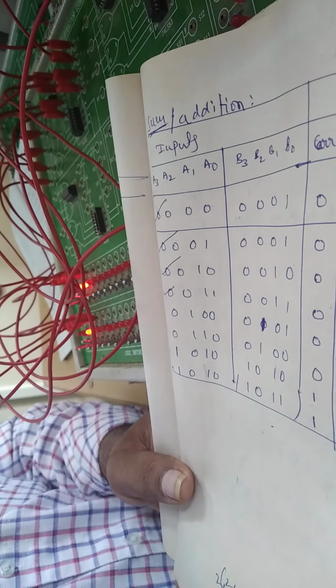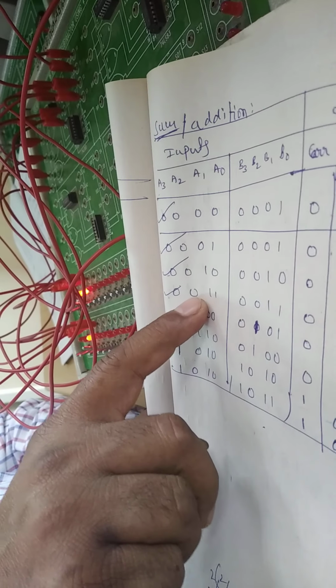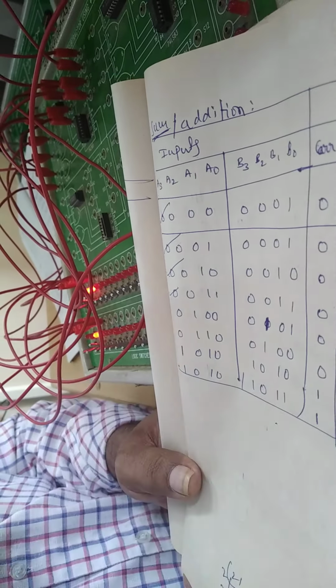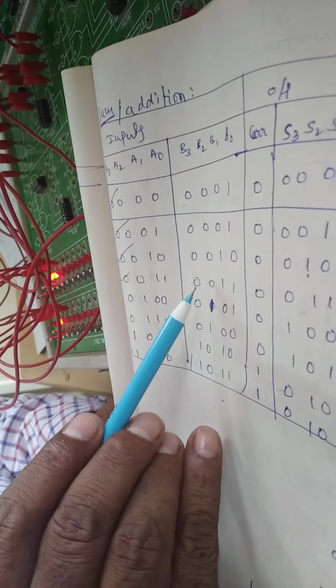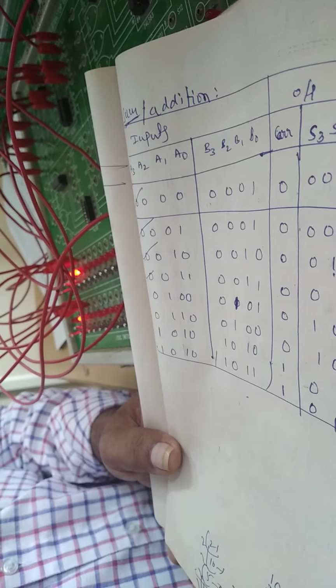Next A1, 1. A2, 0. A3 also 0. Next comes the B side. So B0, 1. Next B1, 1. And the remaining 0, 0.